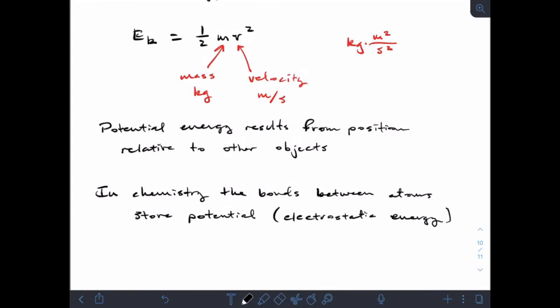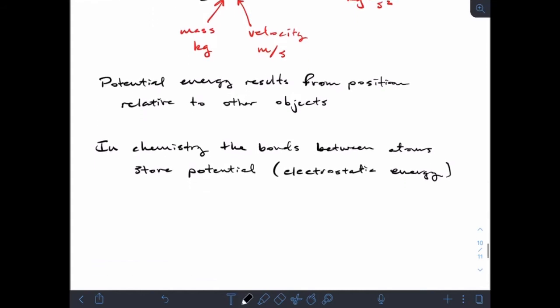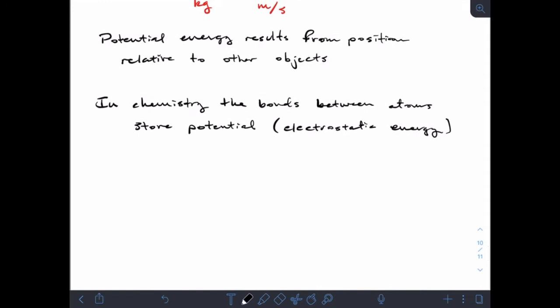Okay, sharing of electrons or transferring of electrons. Electrostatic energy is the potential energy that is held within a molecule. We'll talk about that a little bit later in the semester. But potential energy is a thing in chemistry.